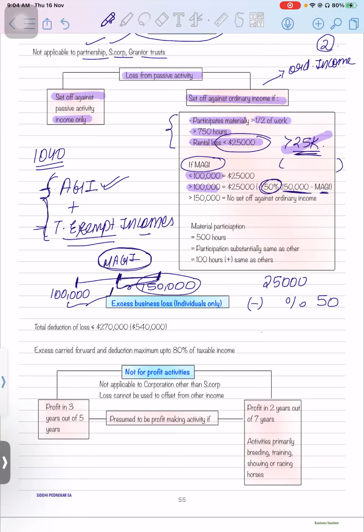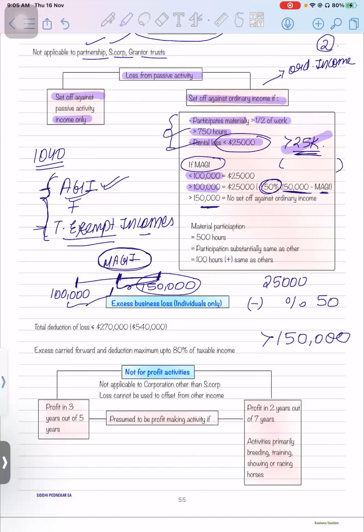In the same way, if your modified AGI is more than 150,000, then you will not be allowed to offset a single dollar from your ordinary income. Even if you are working for more than 750 hours, even if your rental loss is up to 25,000, you will not be able to offset any amount based on your MAGI. Okay.